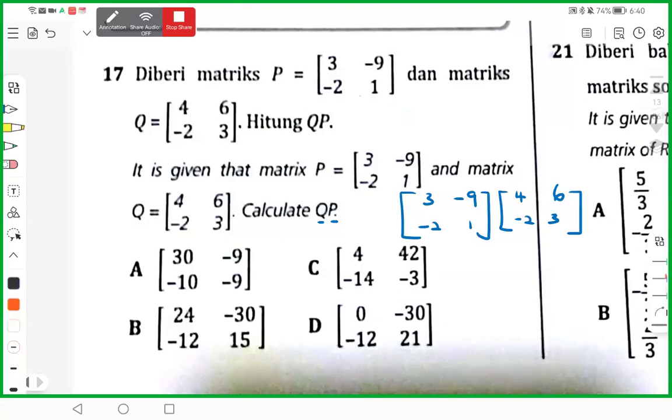So if you can't remember, but you remember the pattern, right? How to write 7? Horizontal, vertical. Horizontal, vertical. So meaning the first element, 3 times 4 plus -9 times -2.